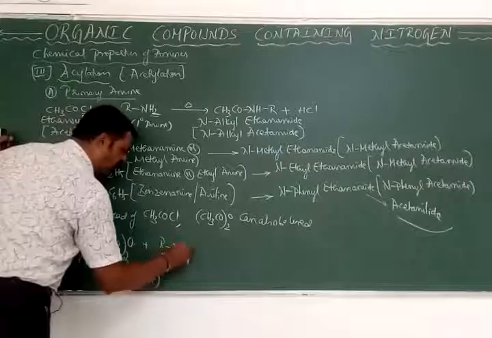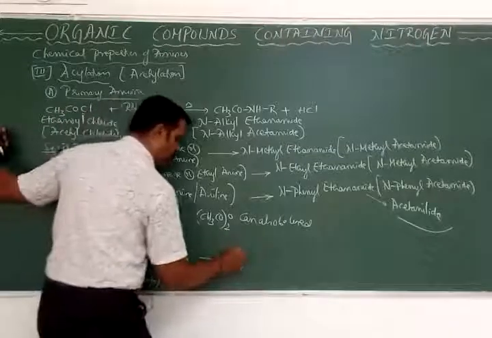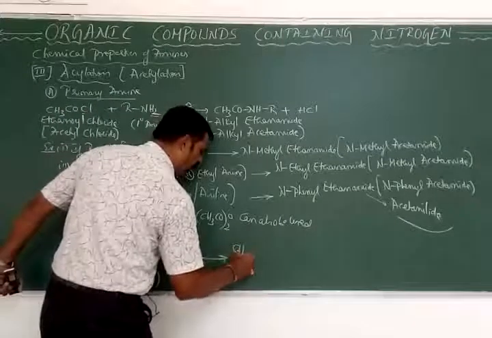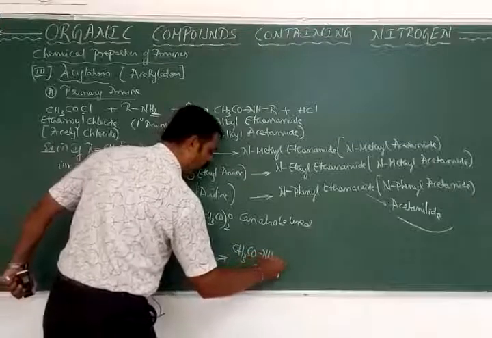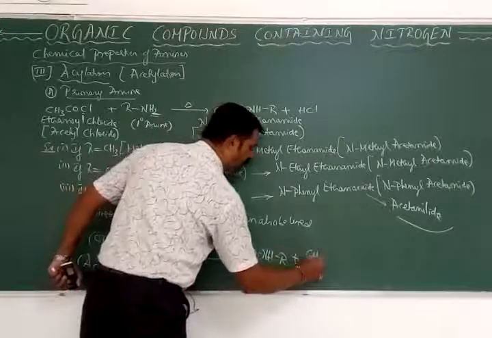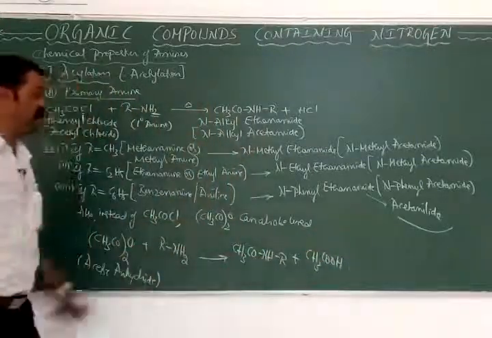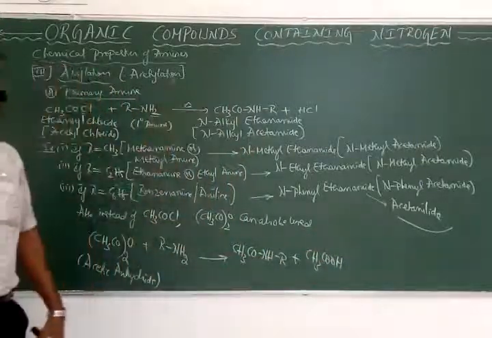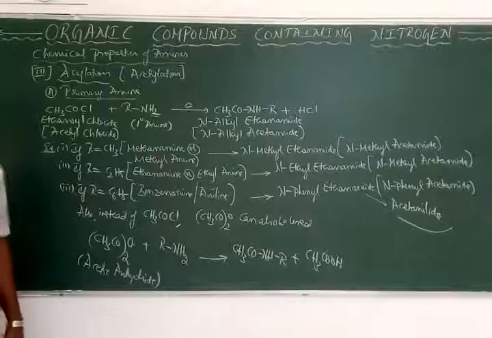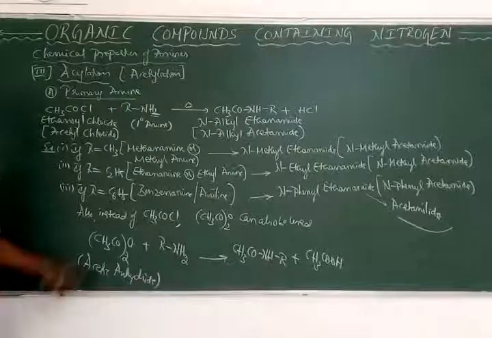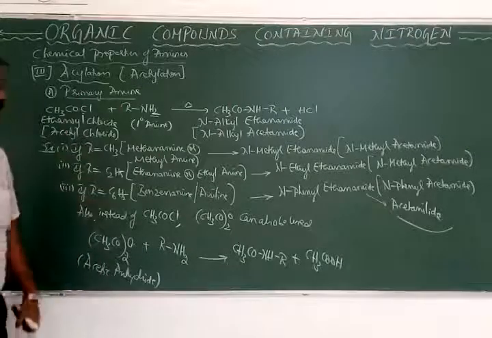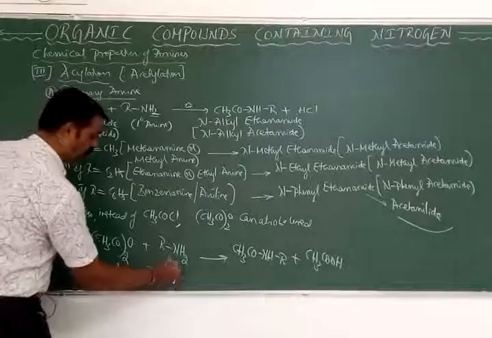Acetic anhydride is made to react with the same RNH2 and gives rise to the same CH3CONHR, with removal of CH3COOH instead of HCl. That is, the same product is obtained: N-alkyl ethanamide, which is also called N-alkyl acetamide. Means instead of acetyl chloride, we can use this also, again with the primary amines.